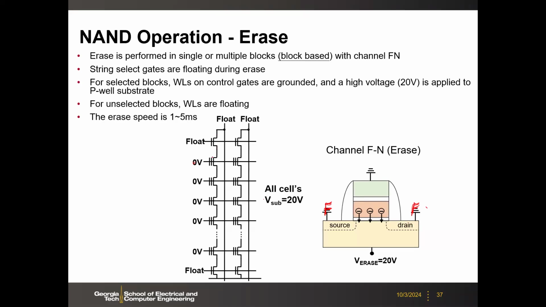So you look at this string, right? You float this string select, ground select, and then the bitline. What you have is like 20 volts applied to the substrate, because the substrate is shared by all the transistors. You have this 20 volts, and then a large voltage across the channel and the gates. Then the electrons will come out, and you erase all the cells together. The erase would take at least 500 microseconds, up to a few milliseconds.